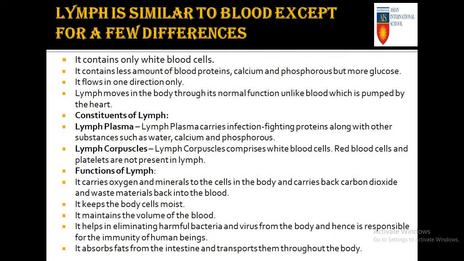Now, lymph is similar to blood except for a few differences. What are the differences? It contains white blood cells. Blood also contains white blood cells. It contains less amount of blood protein, calcium and phosphorus, but more glucose, right? Because it needs energy. It flows in one direction only.